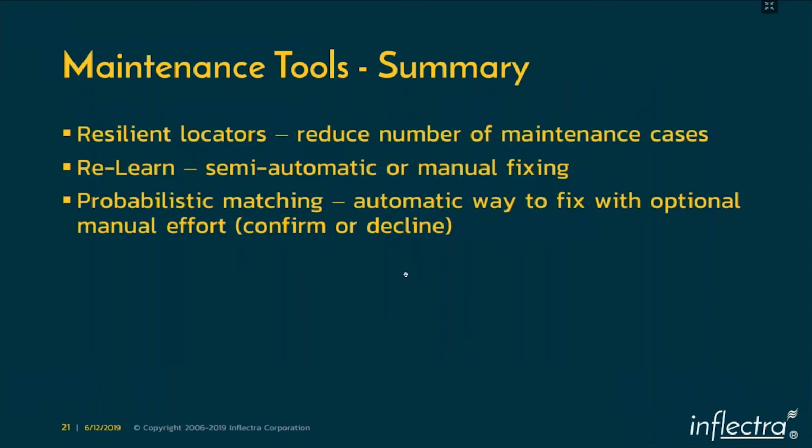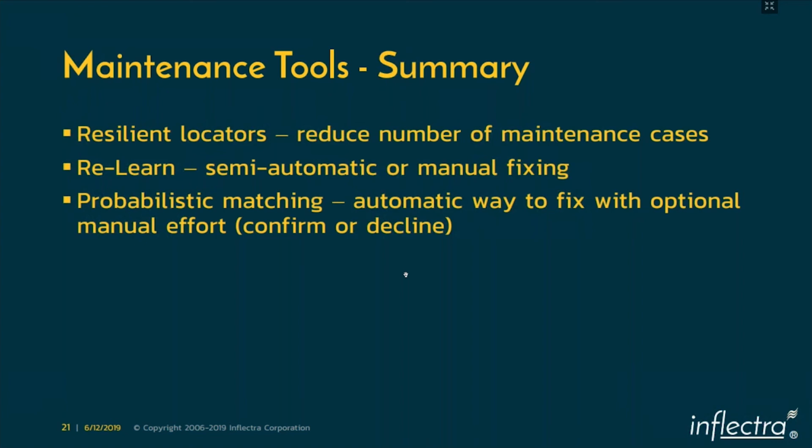So here is the summary of maintenance tools. The best approach is to build resilient locators that survive some small modifications in the application. And if we have such locators, then the number of cases when we need to fix our tests reduces. And Ranorex always tries to generate such locators that are resilient to changes in the application.